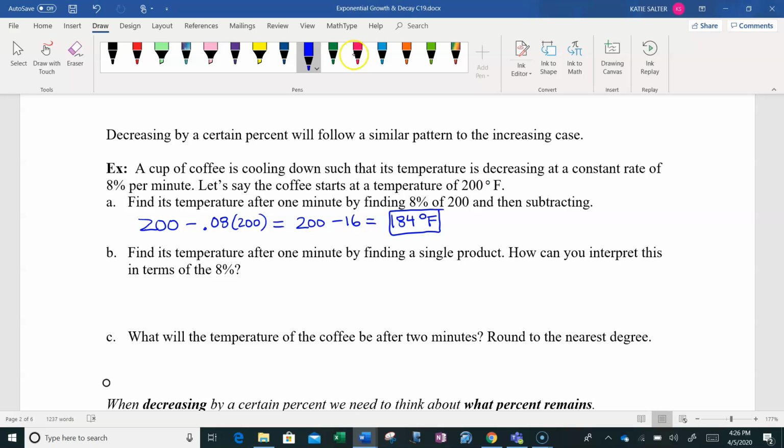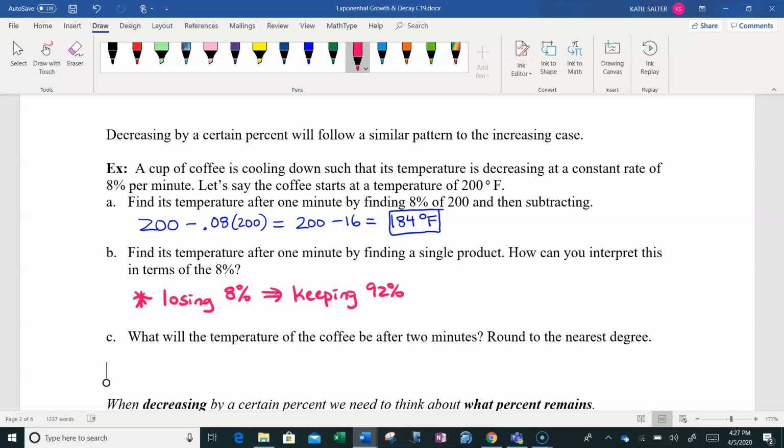Okay, so here's what I want you to think about, folks. If the coffee is losing 8%, that means it is cooling by 8% each minute. So if that's happening, what is it keeping? That's what you have to think about. So if it's losing 8%, it is keeping 92%, because percent is always out of 100.